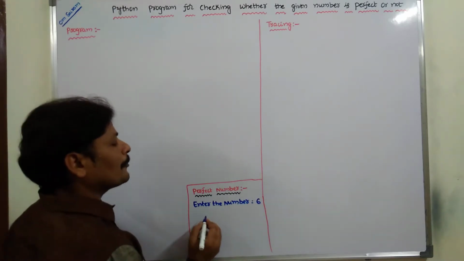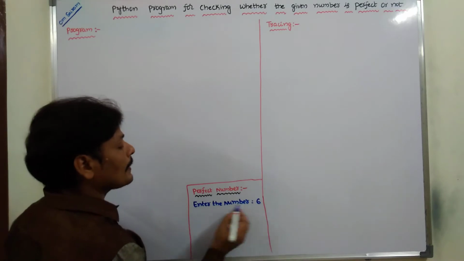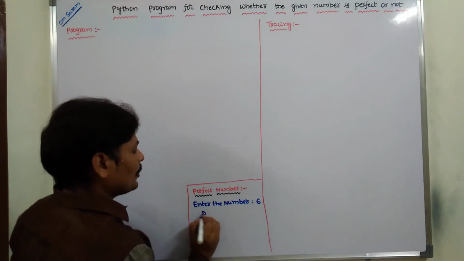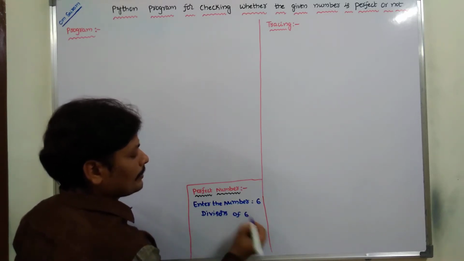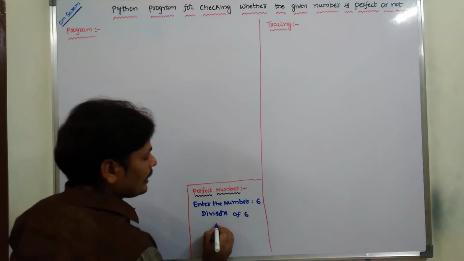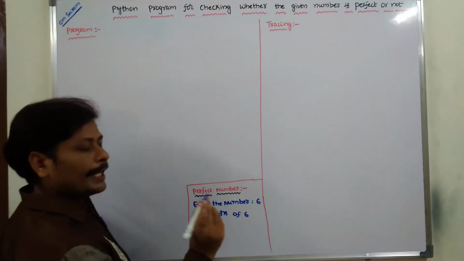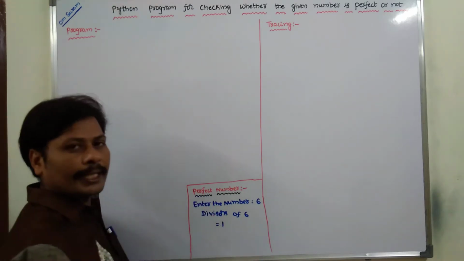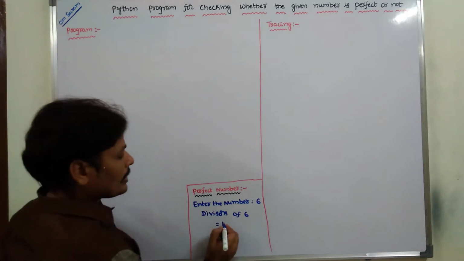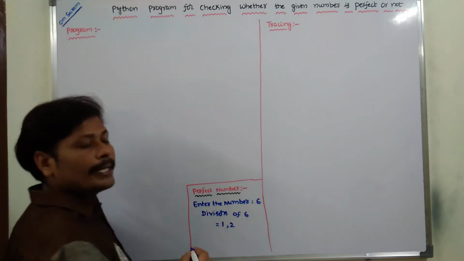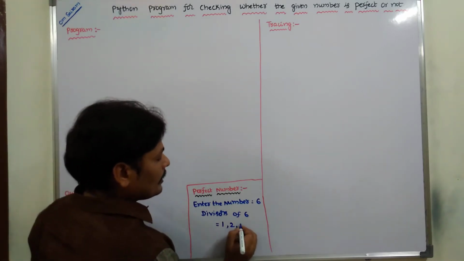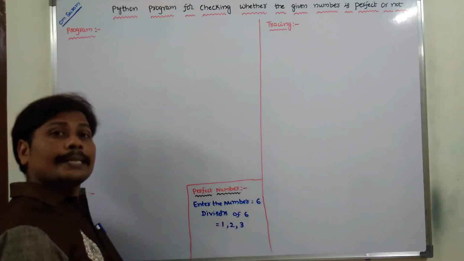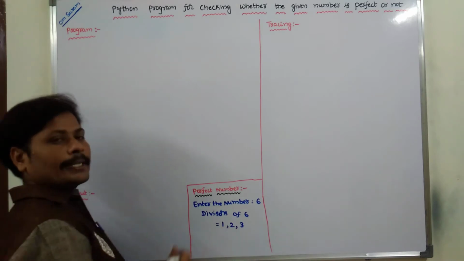Now we have to find the divisors of 6. Divisors of 6: 1 divides 6, so 1 is a divisor. Next, 2 divides 6, so 2 is a divisor. 3 divides 6, so 3 is a divisor.